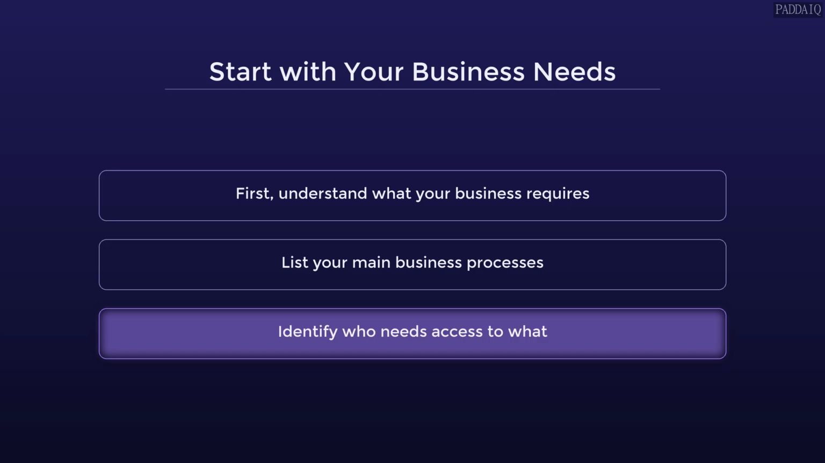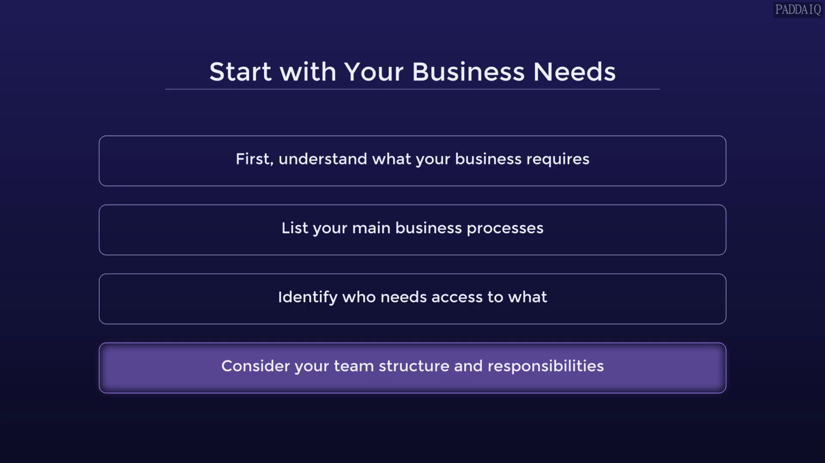Identify who needs access to what. This means determining which users require permissions to specific applications or data. For example, a sales team needs access to the customer database, but not to HR payroll systems. Clearly defining these access needs ensures both security and efficiency from the start.